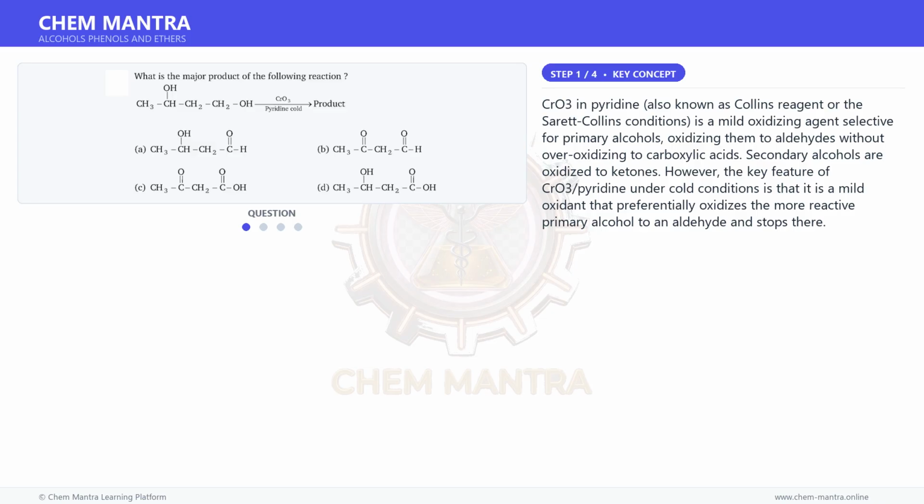CrO3 in pyridine, also known as Collins reagent or the Sarett-Collins conditions, is a mild oxidizing agent selective for primary alcohols, oxidizing them to aldehydes without over-oxidizing to carboxylic acids. Secondary alcohols are oxidized to ketones. However, the key feature of CrO3 pyridine under cold conditions is that it is a mild oxidant that preferentially oxidizes the more reactive primary alcohol to an aldehyde and stops there.